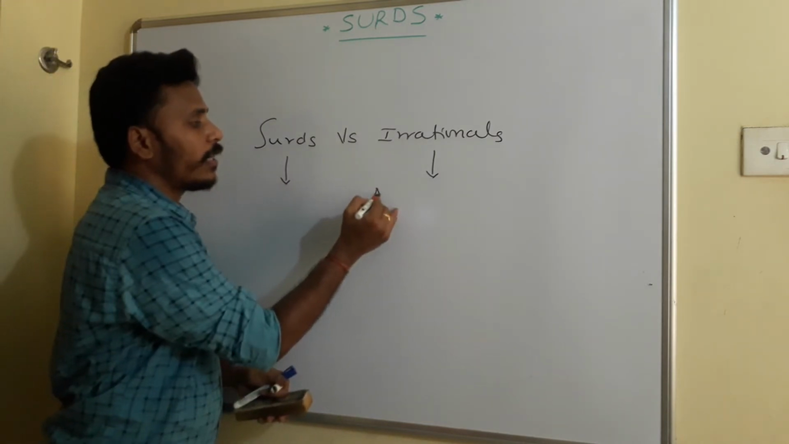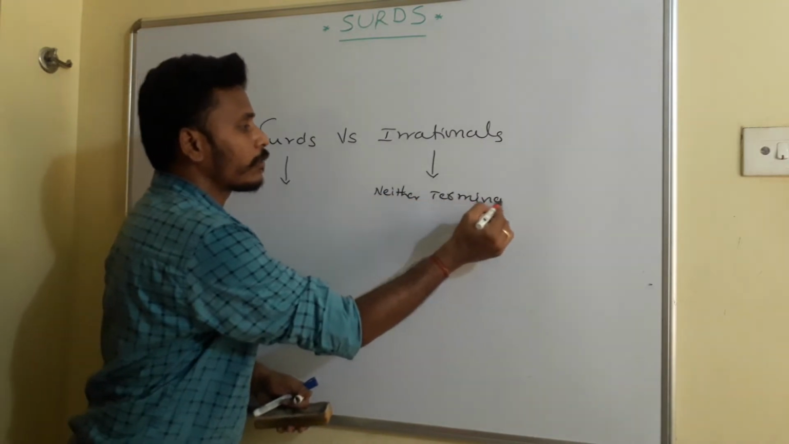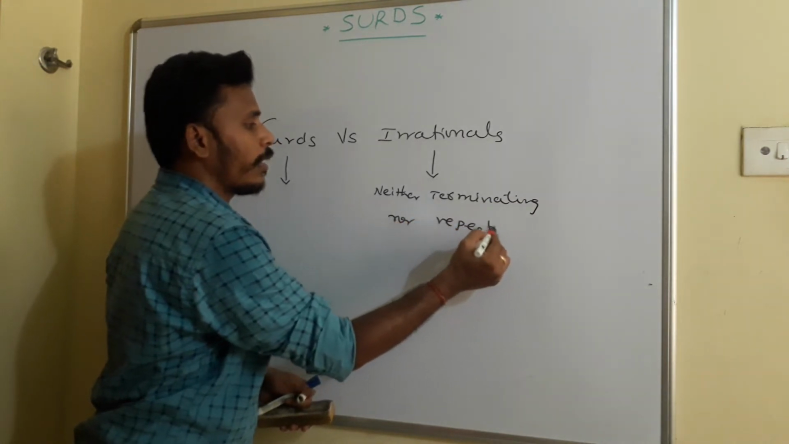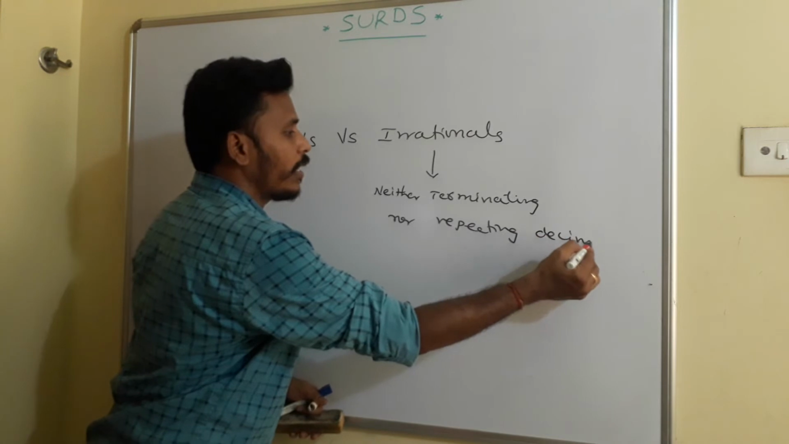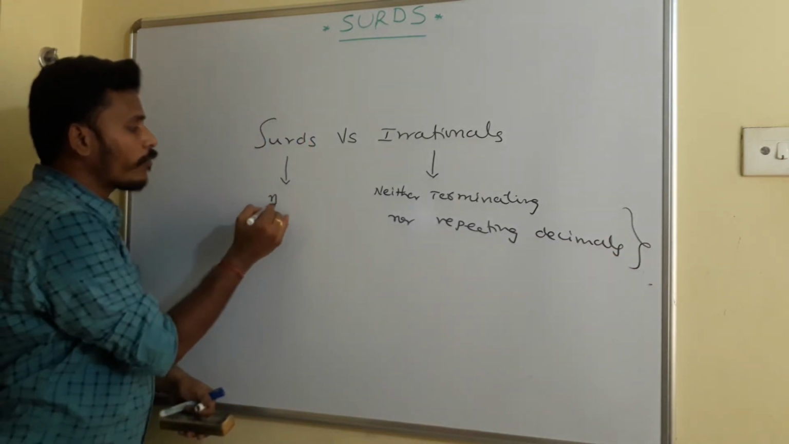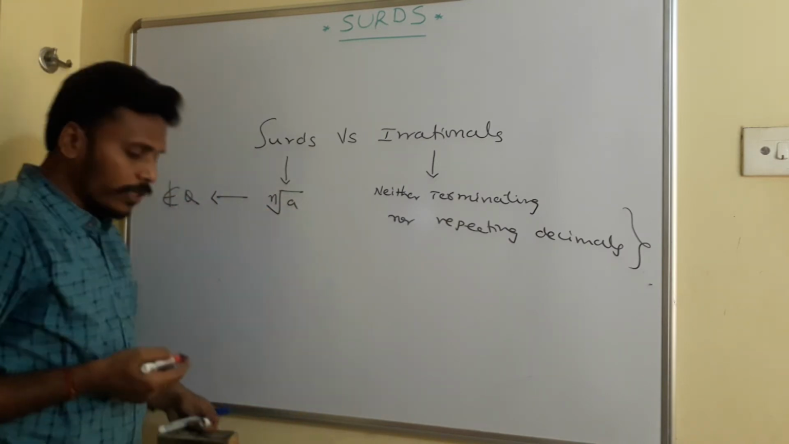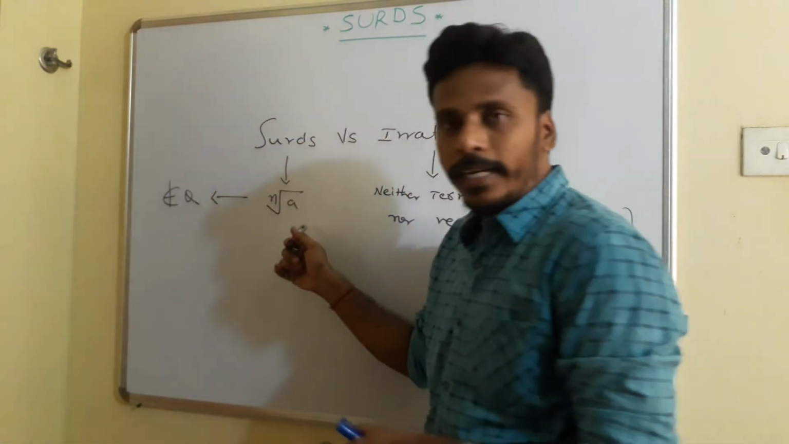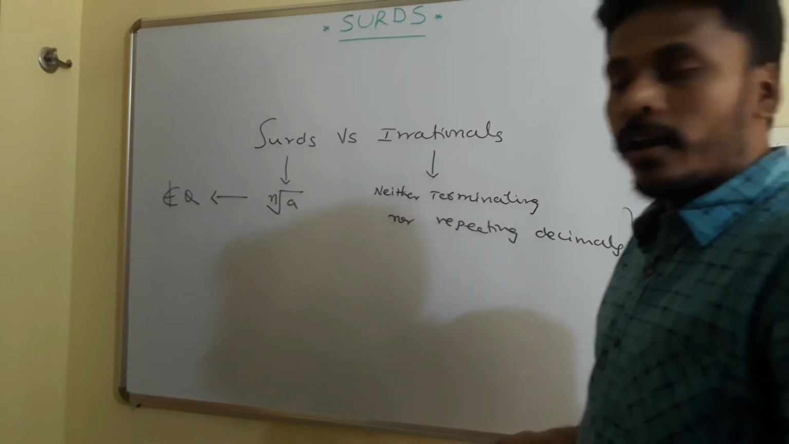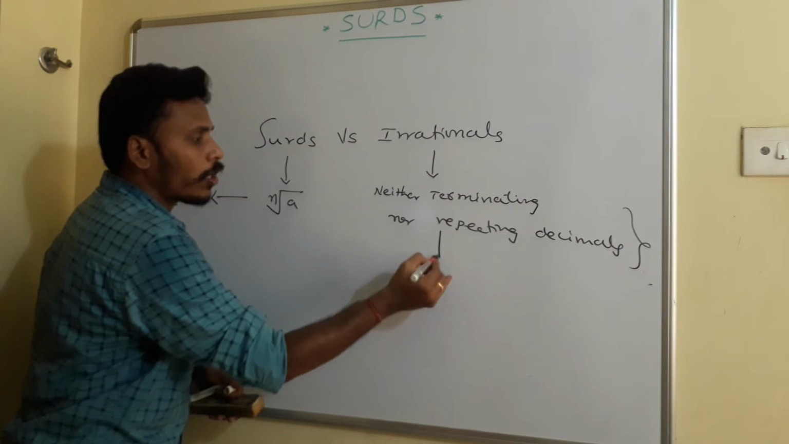Irrational numbers are basically, as I already told you, neither terminating nor repeating decimals. Neither terminating nor repeating decimals are called irrational numbers, whereas surds are of the format nth root of a if they are not rational numbers. If the simplification is not rational, then we call it a surd, whereas irrational numbers are neither terminating nor repeating decimals. If you go for examples there, see what are irrational numbers.